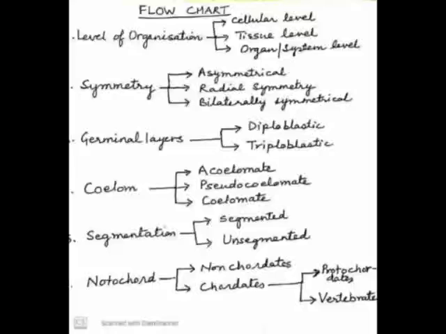And the chordates are further divided into 2. If the notochord is present only in the embryonic stage, then it is protochordate. But if it is replaced by the vertebral column in adults, then it comes into vertebrates. So this is how the animals are classified. So in the next video lesson we will study in detail about each of these 10 phyla one by one.